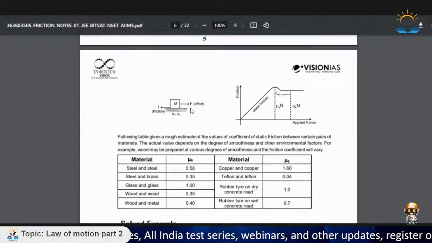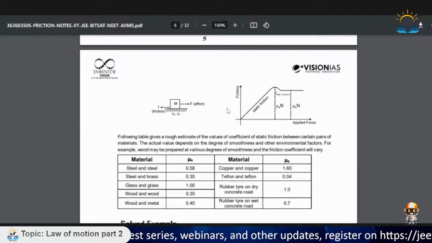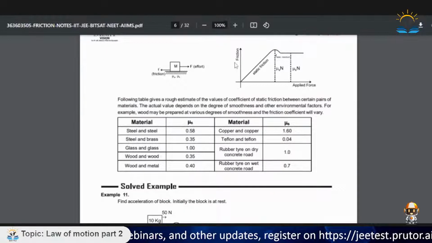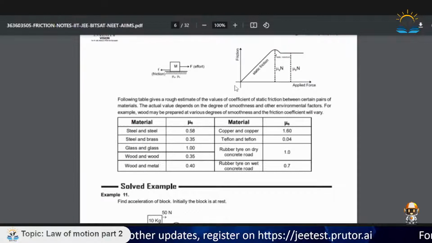So here some forces are applied. So there is this graph. This graph is sometimes directly asked in JEE, so you should be able to remember this graph. Here is the applied force on the x-axis and friction on the y-axis.